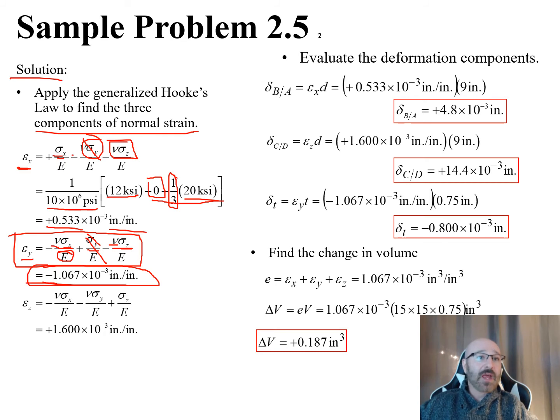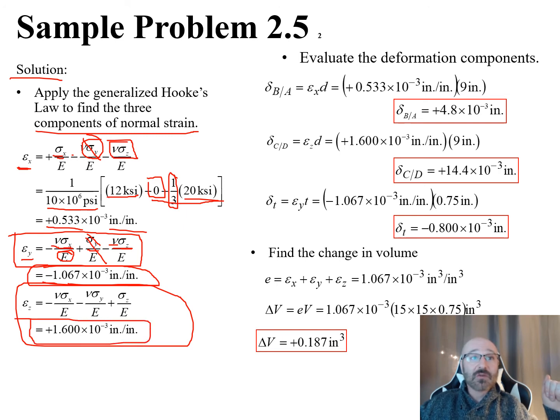Then we do the same thing for z, plug in those same values, pull out our modulus of elasticity out front, plug in our known values for sigma z, our sigma x, and our Poisson's ratio, and we end up here with epsilon z equal to 1.6 times 10 to the negative third. So now we have all the components x, y, and z for our normal strain.